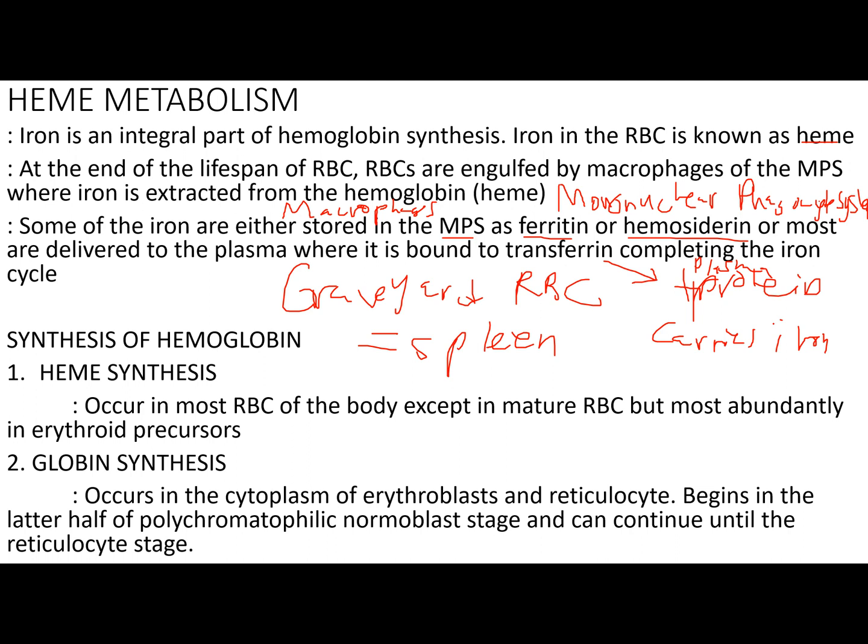Now, synthesis of hemoglobin, class, number one, we have your heme synthesis. It would occur in most red blood cells of the body except in mature red blood cells, but most abundantly in erythroid precursors. So, its heme synthesis, class, would occur in most red blood cells of the body except the mature ones. It is more abundant in erythroid precursors or the young cells.